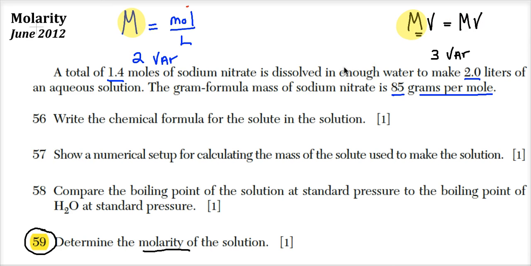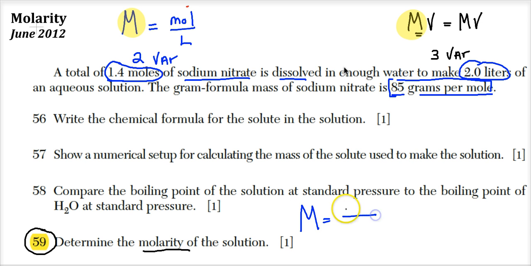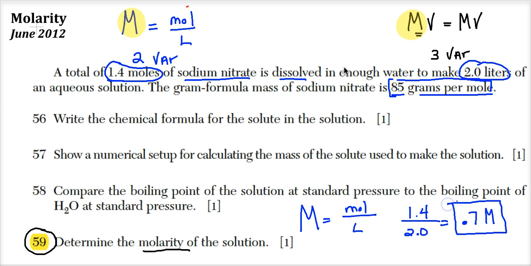So there's really only two variables that we have. We have the moles of the substance being dissolved, right? And we have the amount of water. And they want the molarity. That's it. This is called a formula mass or gram formula mass, and it's not part of either formula. So all I'm going to do is use my formula, moles over liter. They gave me two variables. 1.4 moles goes over 2.0. And what do I have? I have a 0.7 molar solution. That's all they want you to do there.